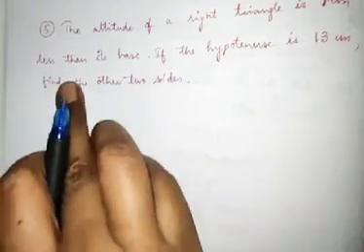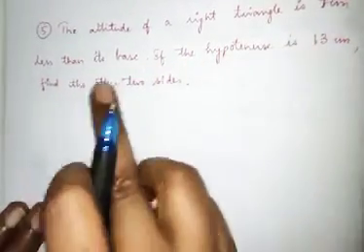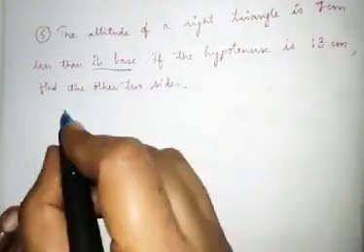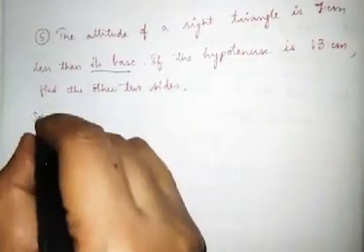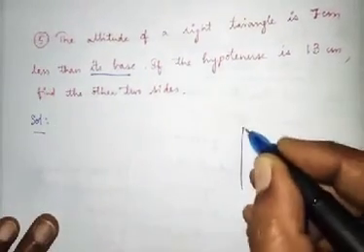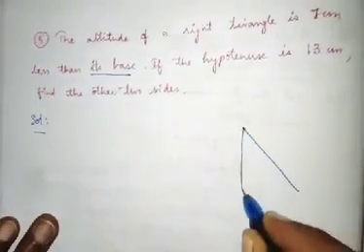Fifth question, the altitude of a right triangle is 7 cm less than its base. If the hypotenuse is 13 cm, find the other two sides. So let's draw a rough diagram of a right angle triangle so that it will be easy for us to understand.